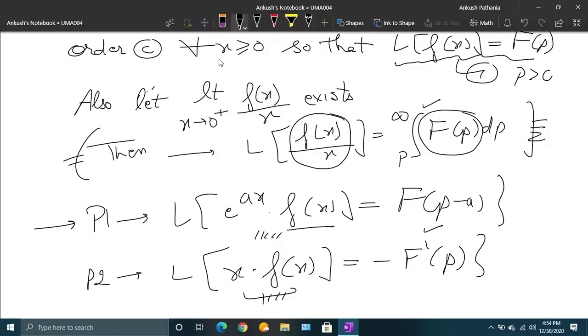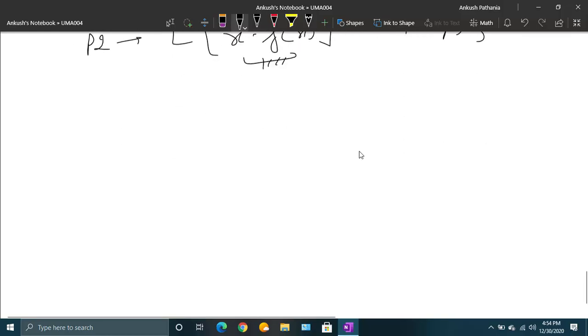And in property 3, we have division of fx by x. So these are the ways that we can remember. And here we take the integral p to infinity of Fp in property 3. So let us see how we solve the questions of this form. This form is a very important one.